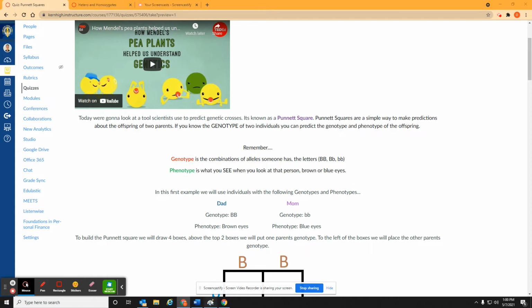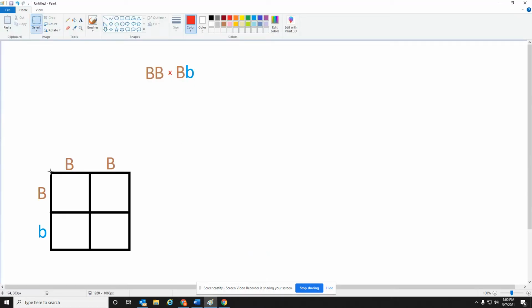So I'm going to hop over here real quick and show you how we're going to make the Punnett square in paint. Spoilers right there a little bit, but you'll see how I put that all together. So remember, dad is our BB. Mom is our bb, this one.